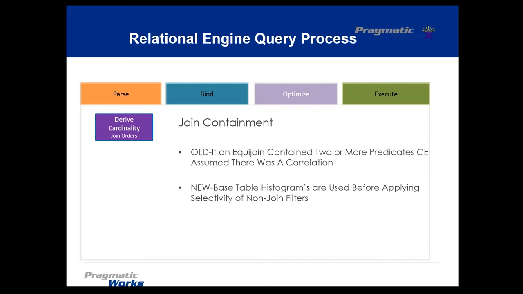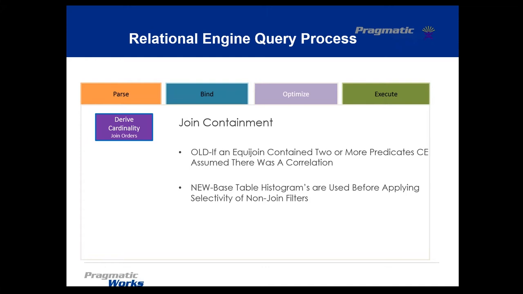The final thing that I want to talk about is join containment. The old model for join containment was essentially if an equal join contained two or more predicates, the cardinality estimator assumed there was a correlation. The new way that the cardinality estimator works is based off the table's histograms. The histograms are used before applying selectivity of non-filtered joins. They actually look at the correlation between those histograms to be able to assume whether or not there is a correlation between the two.